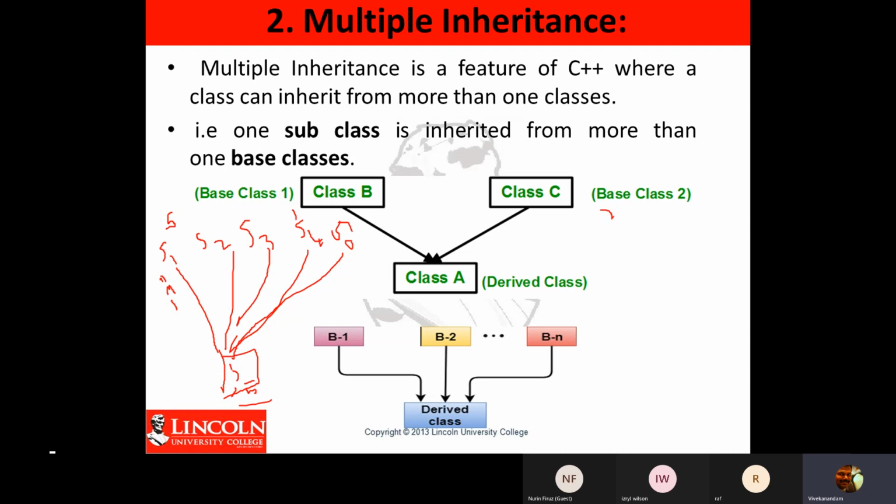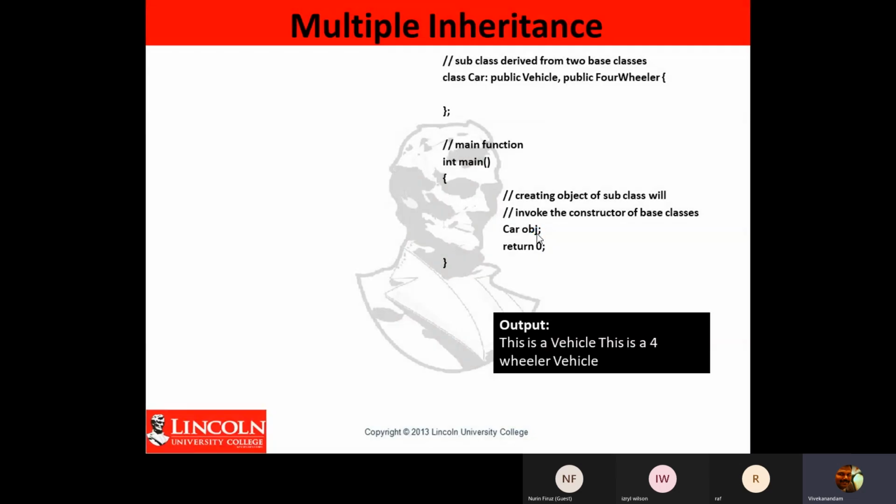This is what we call multiple inheritance. We have many base classes, and we can derive one derived class from many base classes. We call this multiple inheritance. So this is an example.